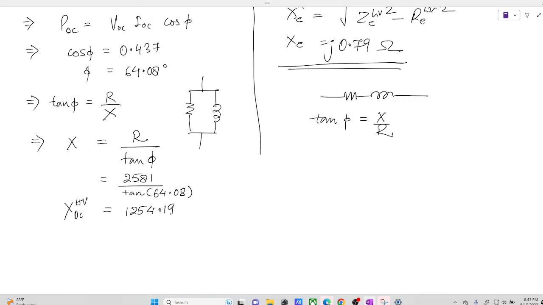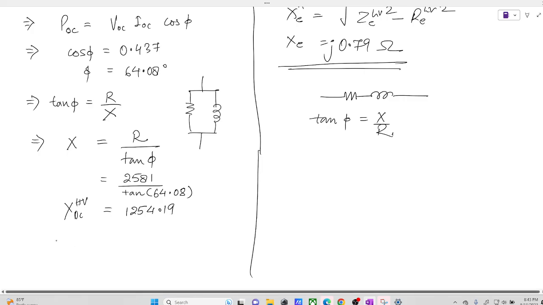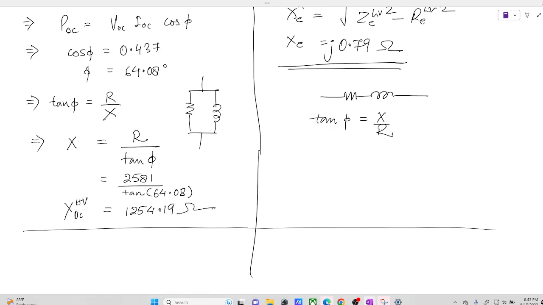There are various ways to solve this. One way, I have solved like this. The next way to solve this question is another approach. 1254.36, sir. Yes, approximately the same. Are others getting the same? Yes, sir. Okay.